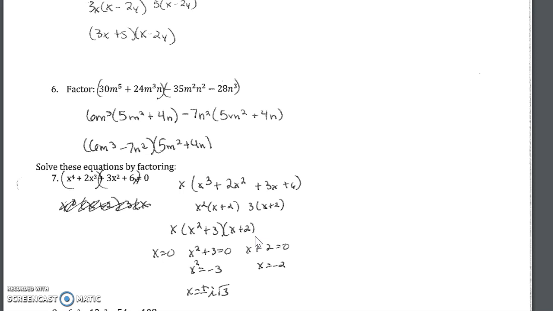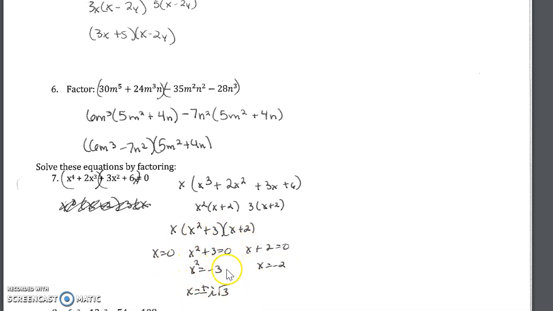So that means you're going to set each factor equal to 0 and solve. GCF, so x equals 0, x squared plus 3 equals 0, and x plus 2 equals 0. The first one's already solved. X plus 2 is easy, x equals negative 2. The middle one takes a little bit of work. We haven't done this in a while.